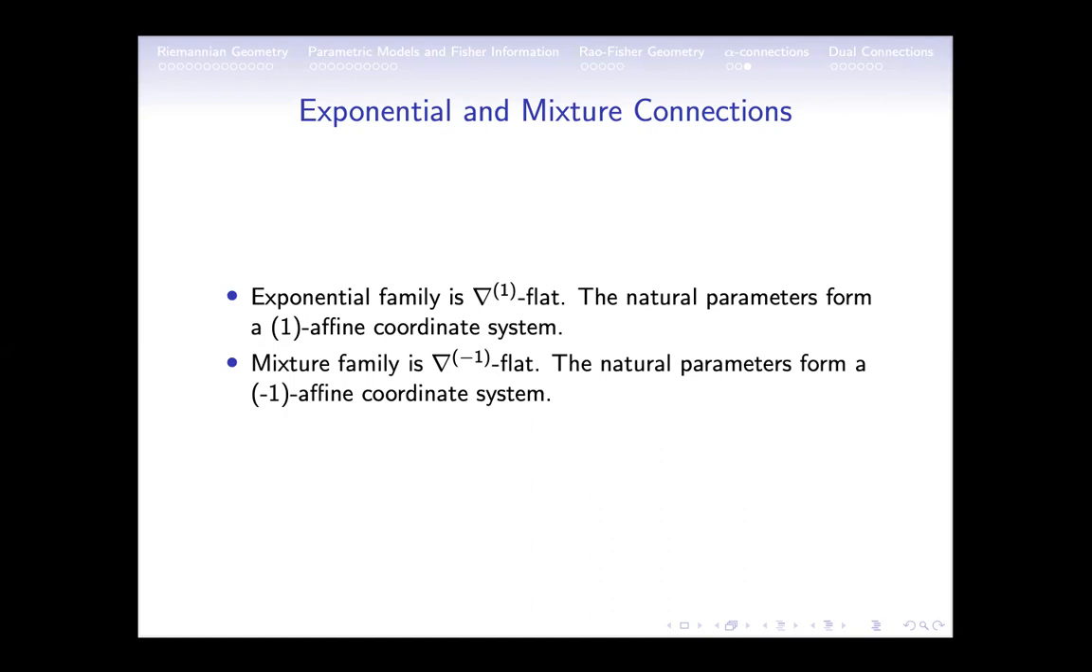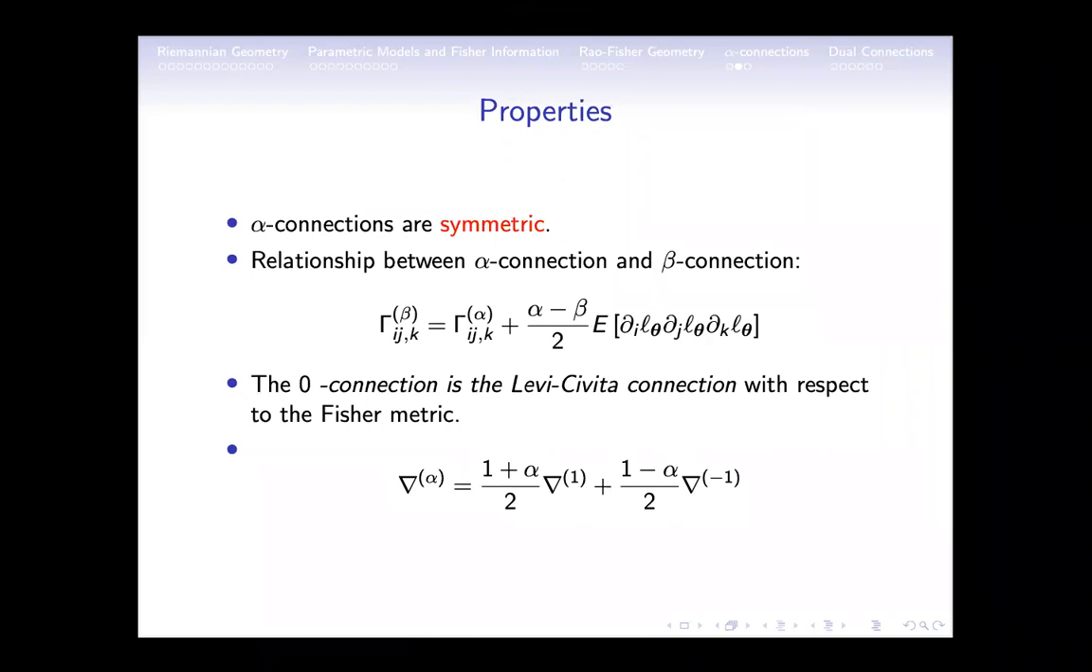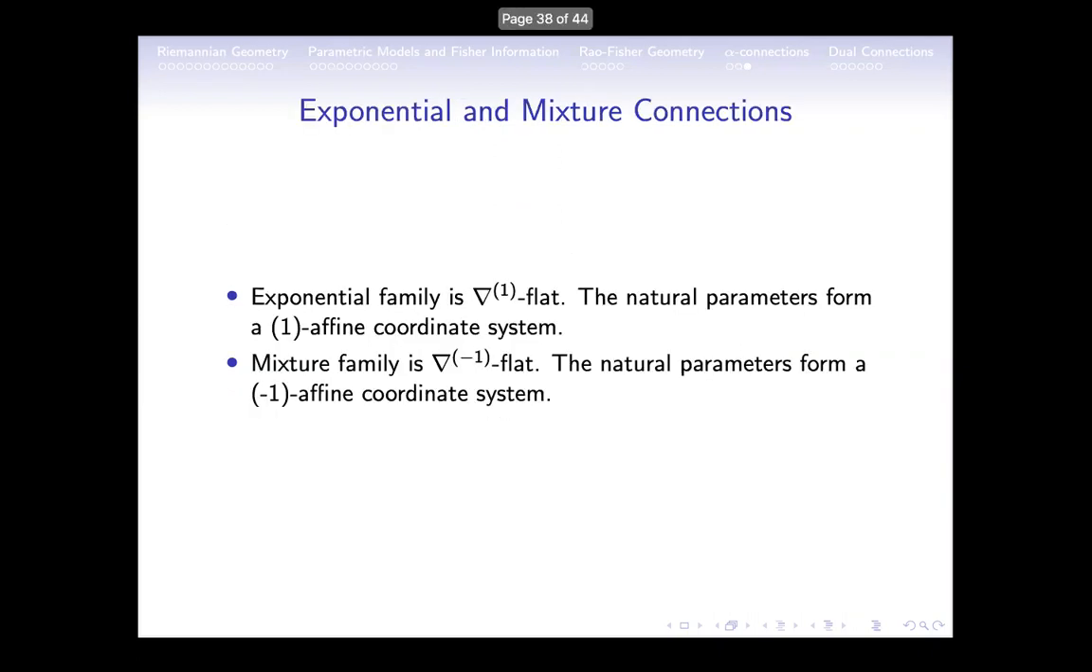So there are these two important connections: the exponential connection and the mixture connection. Those are basically the nabla 1 and the nabla minus 1 connections. And as we can see, the general nabla alpha connection can be written in terms of nabla 1 and nabla minus 1, the exponential connection and the mixture connection. E connection and M connection, rather, are also two heavily used notations.